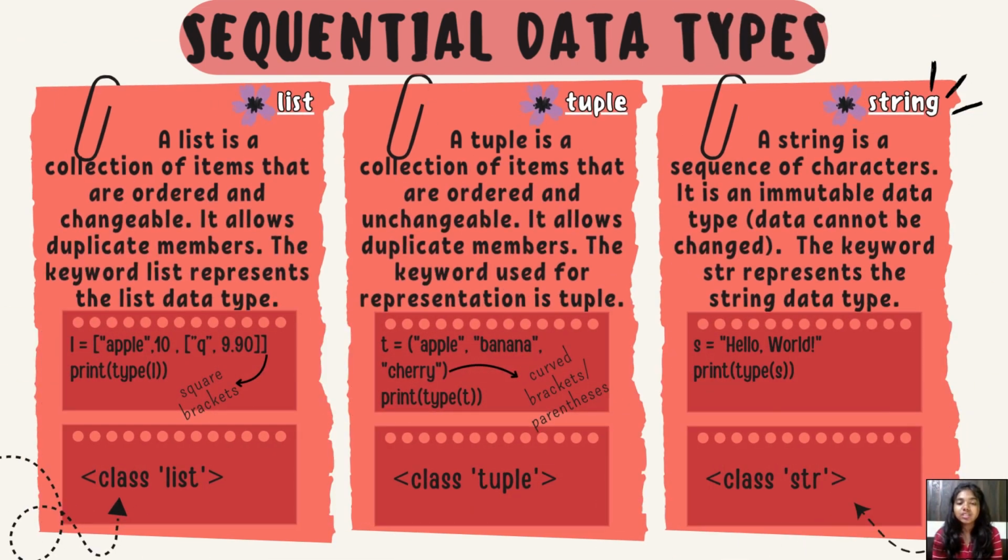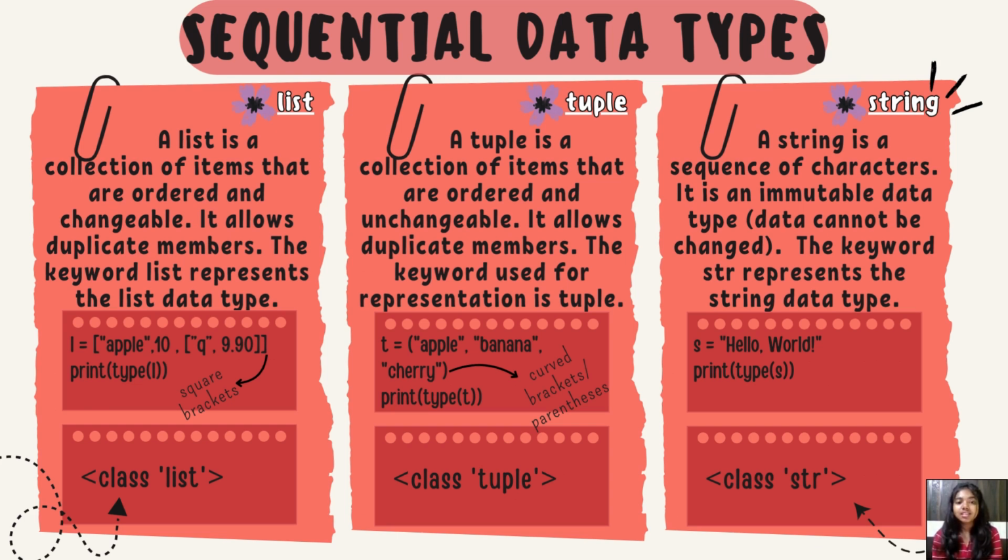Let us see sequential data types now. A list in Python is a collection of items that are ordered and changeable. It allows duplicate members. It is important to note that the elements of a list are enclosed in square brackets. The variable L in this code refers to a list. In this particular instance, the list is made up of three items: a string, an integer, and another list. Note that a list can contain any sort of data, and they don't have to all be the same type.